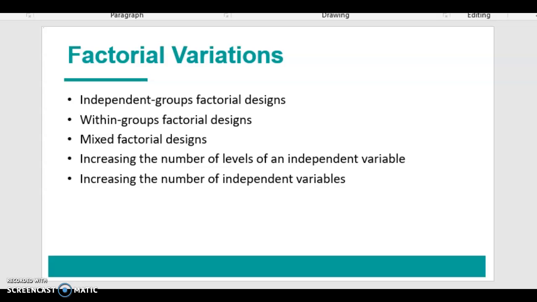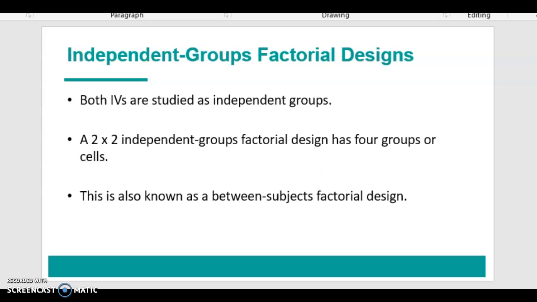All right, to finish up factorial designs, we will review independent groups, within groups, and mixed factorial designs, and then both increasing the number of levels of an IV, or independent variable, and increasing the number of independent variables. So in independent groups factorial designs, both independent variables are studied as independent groups, which simply means we have different participants in our groups, so nobody is retested and there are no repeated measures.